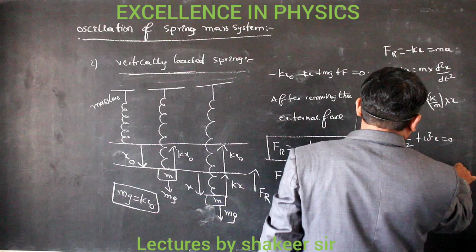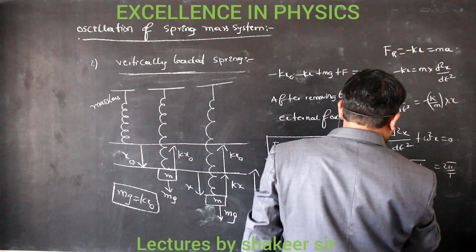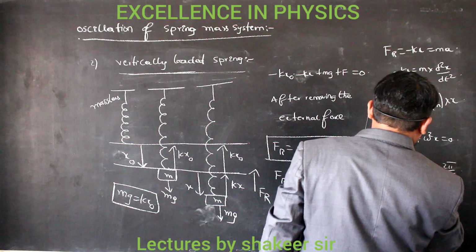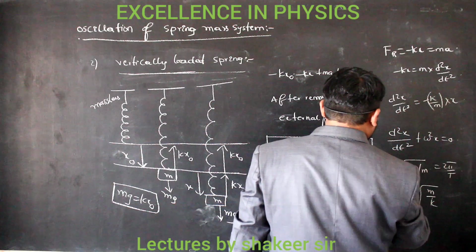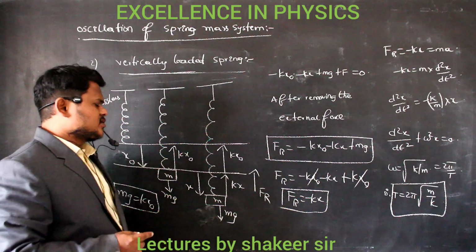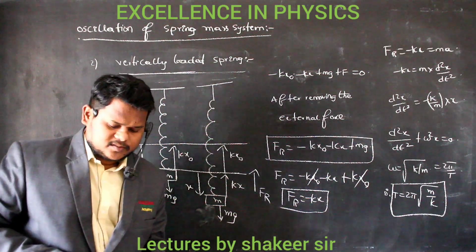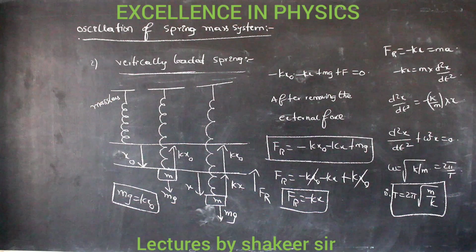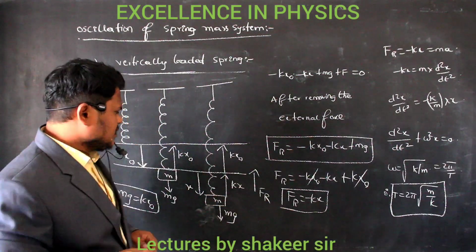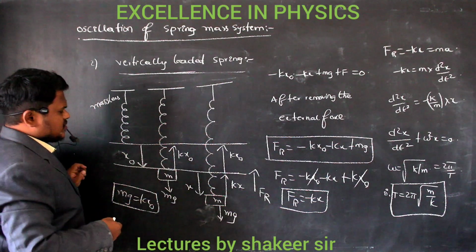So omega is nothing but 2 pi divided by capital T. So again, T is equal to 2 pi root m by k. Clear? So again, I got the same answer. But here we have tried to understand this situation by using Newton's laws of motion. Clear? That's all.